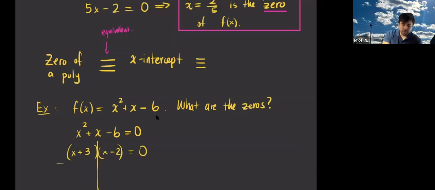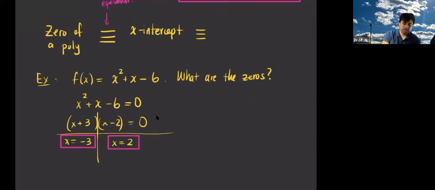And then from here, what do we get? x equals -3 and x equals +2, right? These are the what? The zeros. These are the zeros. But the interesting thing is not necessarily that they're the zeros, but where do they come from? Where does x equals 2 come from?